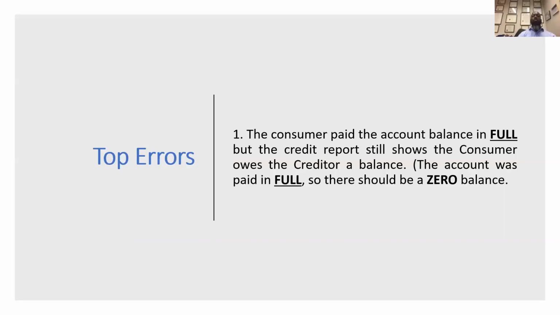So these all start with errors. We start with common errors, and then we'll go from there. So this is a common error that we see on people's credit reports, that a consumer paid a balance in full and it's still reporting as a balance.